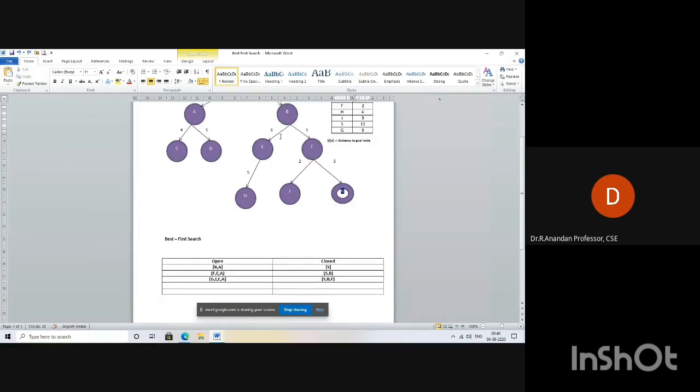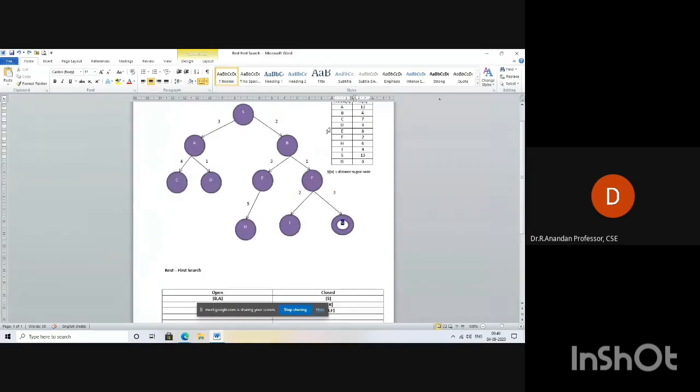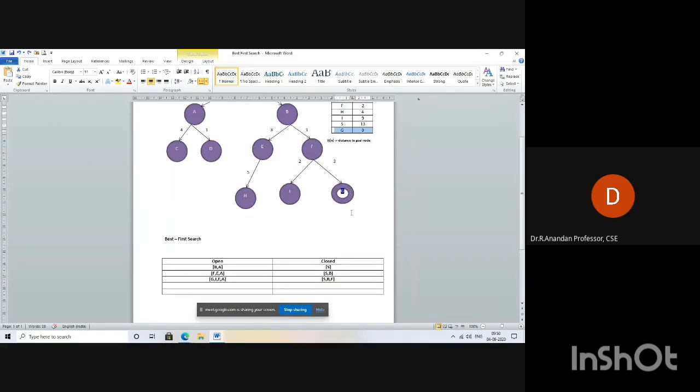Now I have to take whether E or F. F to the goal node is 2, E to the goal node is 8. Which one is minimum? 2 is minimum. Yes, sir. So I am going for F. Now I have two nodes, I and G. I is 9, G is 0. So I am going for 0. So I reach the destination. Have you understood?